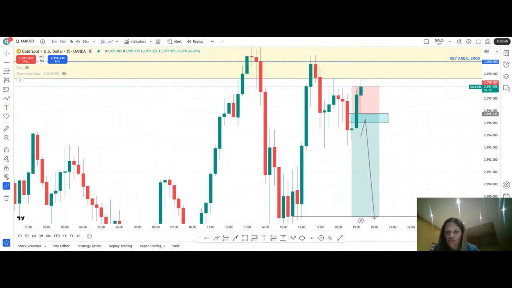Think price will fall the 4 hour before coming down? Yes, it might just go up and retest that 3000 level again before it comes down.